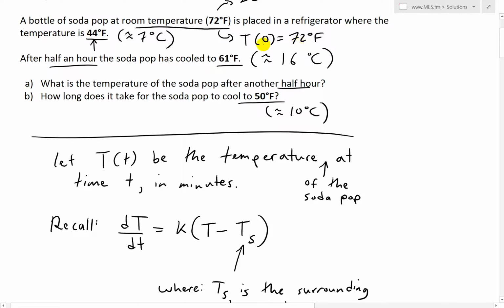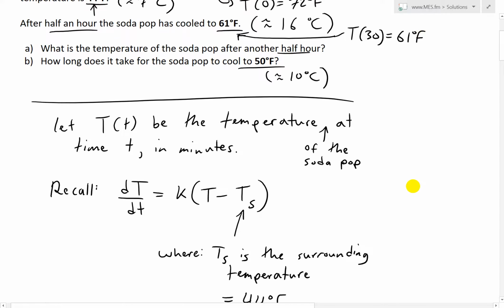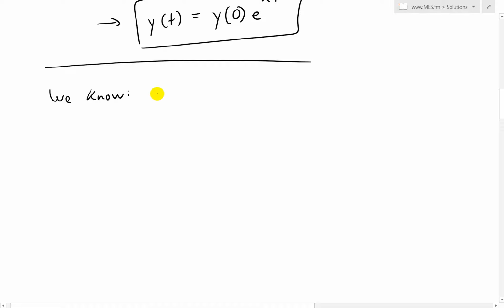So that 72 is the T of 0, and we also know that after half an hour the soda pop has cooled to 61. In other words, this is T of 30, because we're working in minutes, half an hour is 30, and it is 61 degrees Fahrenheit. Scrolling up here, we know T of 0 is equal to 72 degrees Fahrenheit, and T of 30 minutes is equal to 61 degrees Fahrenheit.